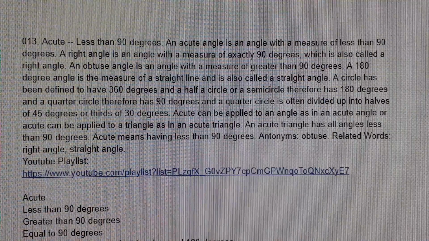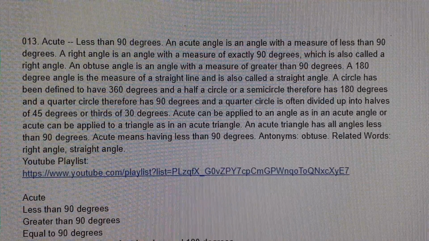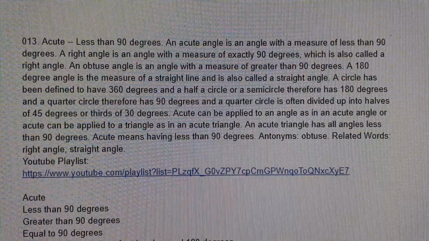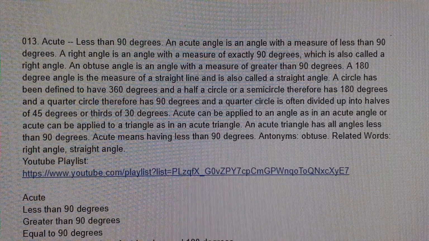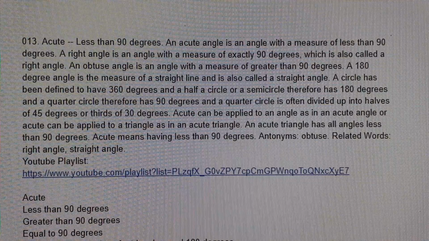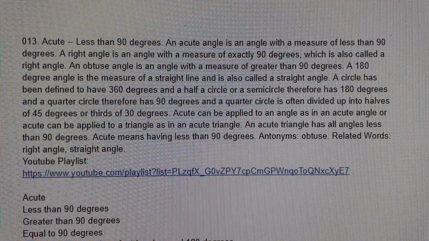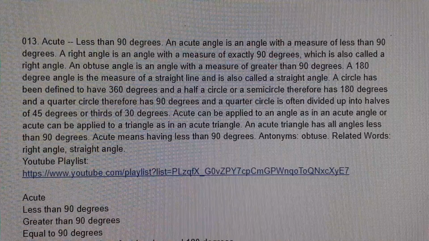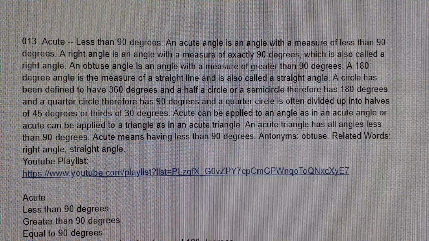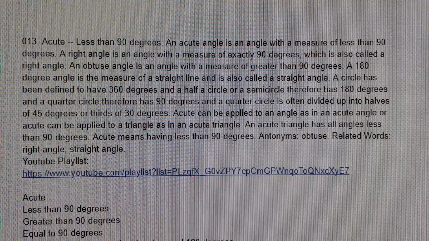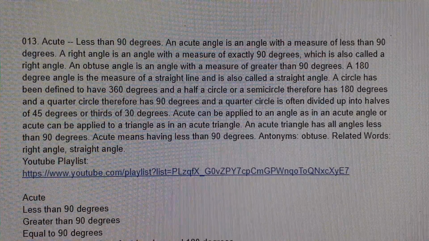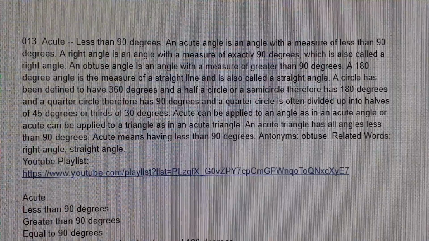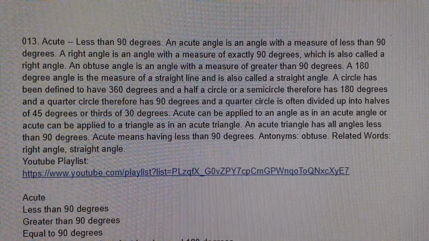A 180-degree angle is the measure of a straight line and is also called a straight angle. A circle has been defined to have 360 degrees, and a half of a circle or a semicircle therefore has 180 degrees, and a quarter circle therefore has 90 degrees, and a quarter circle is often divided up into halves of 45 degrees or thirds of 30 degrees.